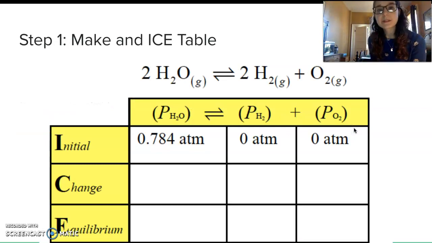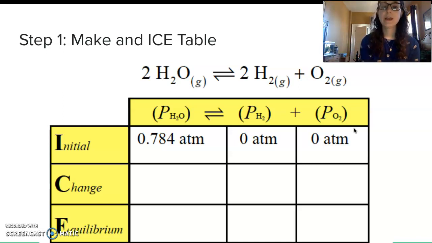So our first step in solving this problem is to set up an ICE table. ICE stands for initial, change, equilibrium. Sometimes you'll also see it shown as a RICE table, where the R stands for reaction, where you write out the balanced chemical equation, because the reaction kind of helps you out with this ICE table. And we're going to basically algebraically express what's happening in this reaction.